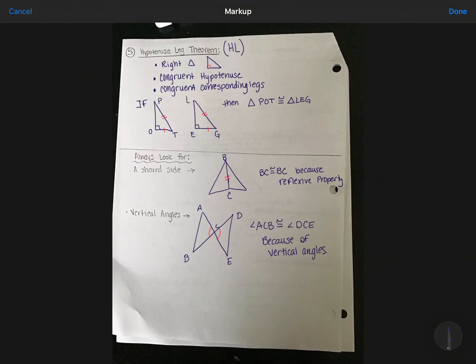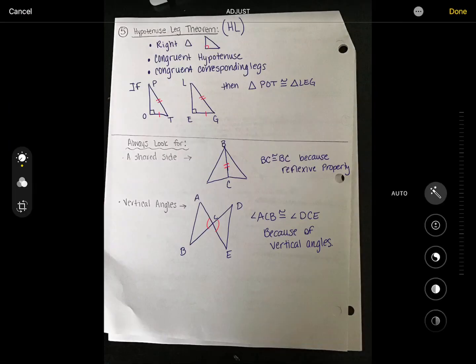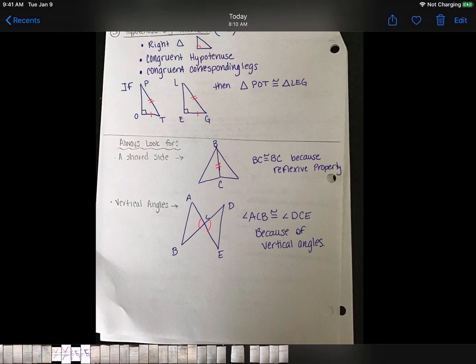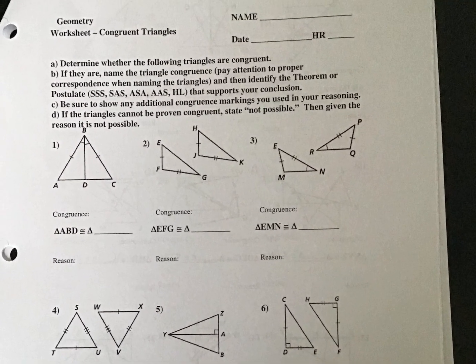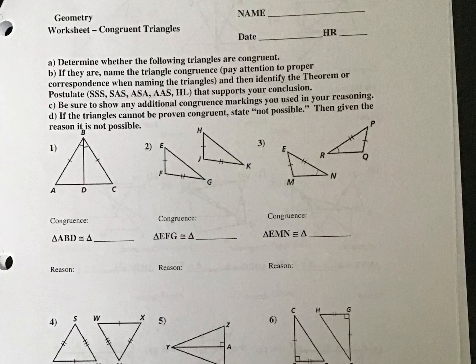Okay, so there are 5 ways to show triangles are congruent. Side, side, side, side, angle, side, angle, side, angle, angle, angle, side, and HL. And then there's some extra things that we're allowed to legally add, and that's a shared side because of the reflexive property, and vertical angles because we know all vertical angles are equal. Okay, so now we're going to move on to some examples where we're going to put all of this into some problems here that may or may not help you make sense. Hopefully it will help you make sense. All right, so turn the page, here we go.